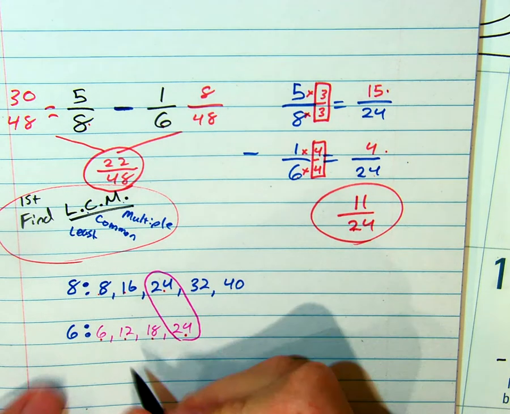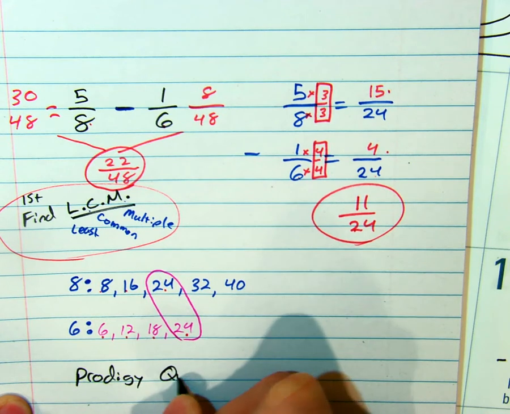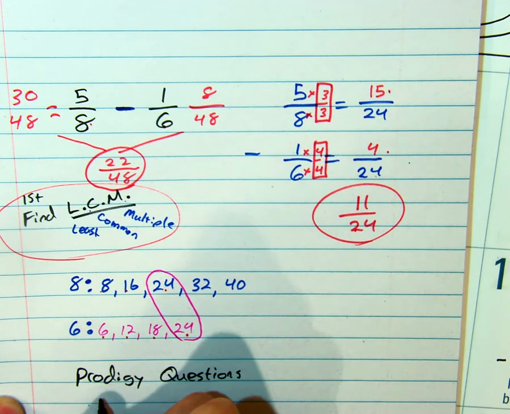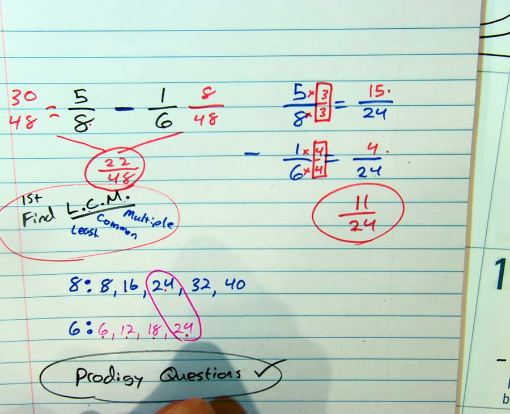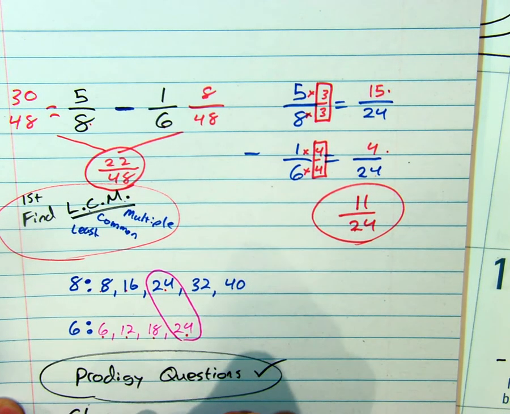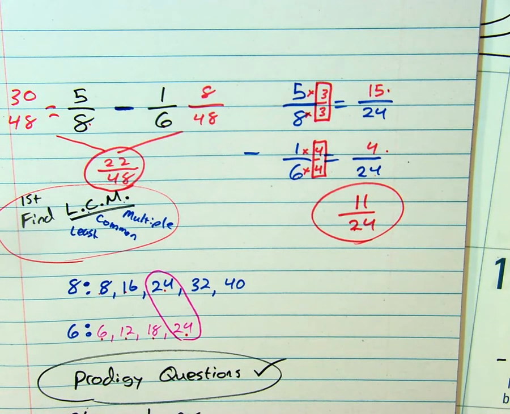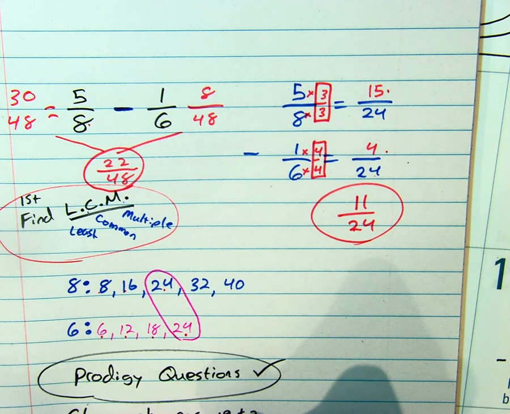All right, guys. I'm going to have some Prodigy questions for you. Probably 12. I like 12. 12 is a good number. This is something you have to do. Something that you might want to do. Classwork. Pages 19 and 20.